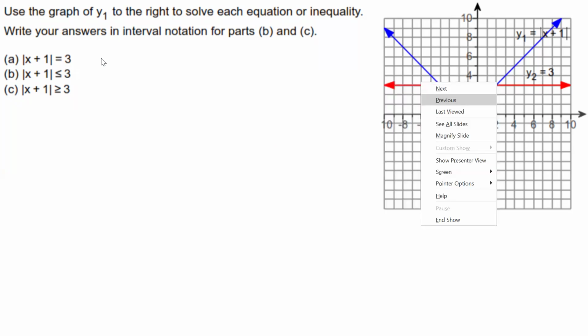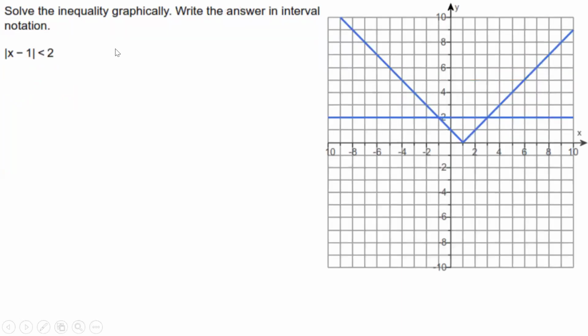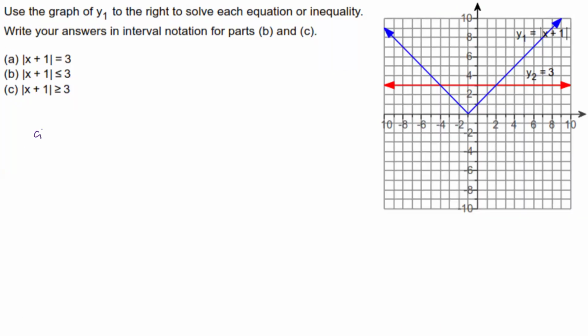So we need to have, let me type. When here we want x is equal to what? Well, that's going to be at a minus 4, and this one's going to be at a 2. So when x equals a minus 4 or a 2, those are going to be when that statement is true.